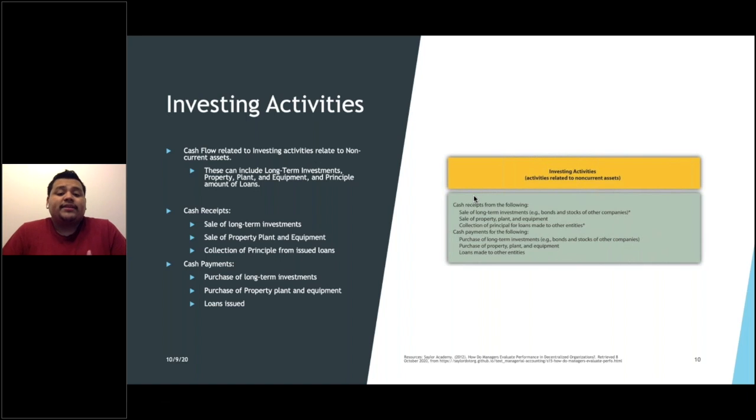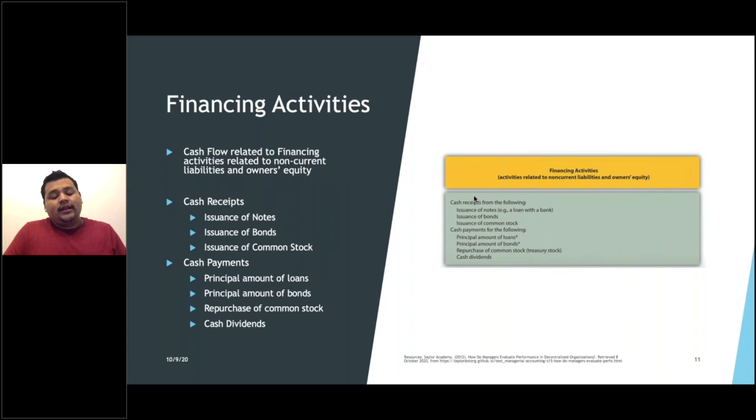Cash payments, where the company spends money or pushes money out of the organization, are purchases of long-term investments, right? They're purchasing bonds, stocks of other entities, not of their internal entity. They purchase property, plant, and equipment, right? They make loans, issue loans to other entities. That is where they are spending money and where money exits the organization.